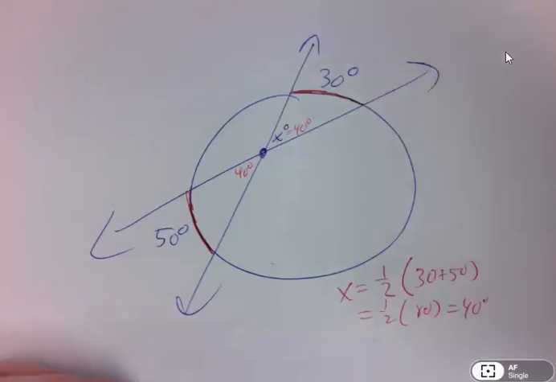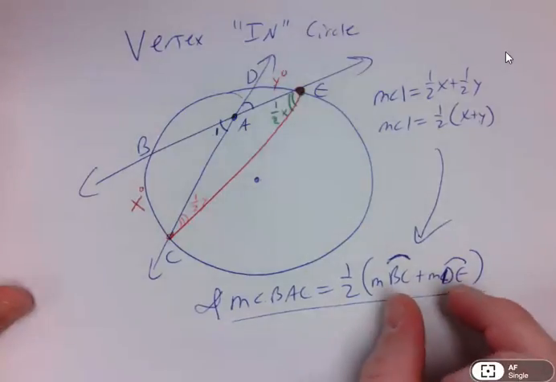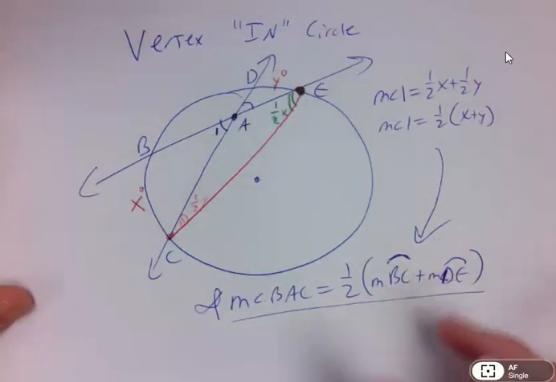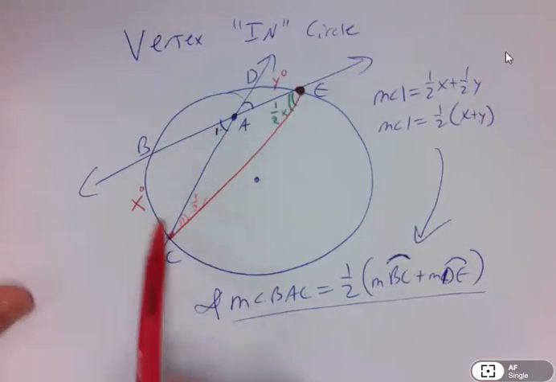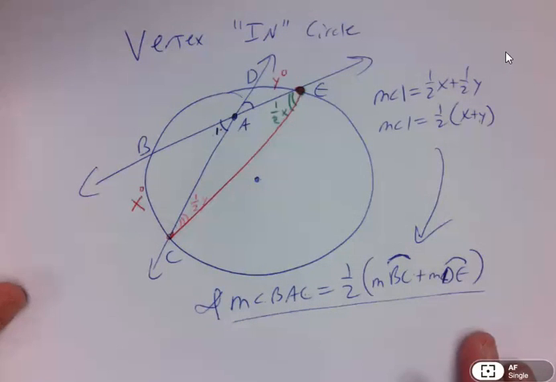But the key is this. The key is this right here. The angle is half the measure of the two arcs added together, the sum of the two arcs that it hits. So angle 1 is half of X plus Y, and that's basically the inside theorem.